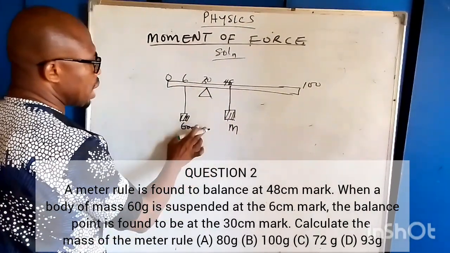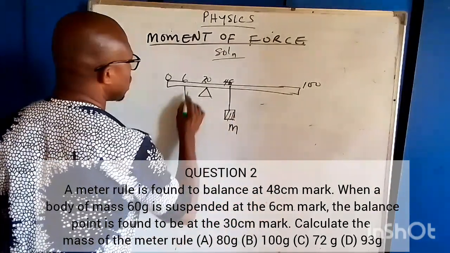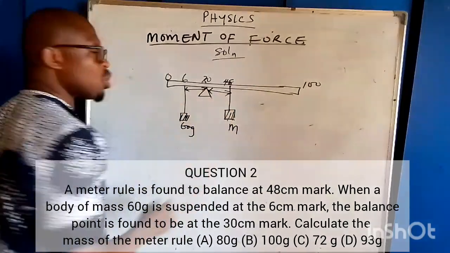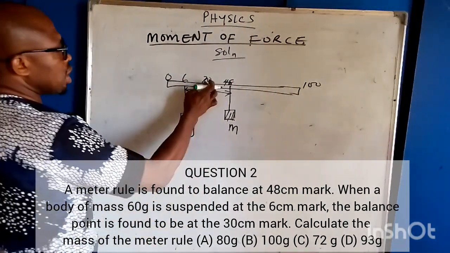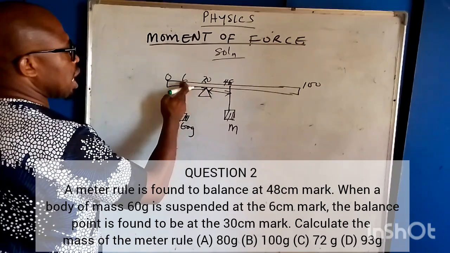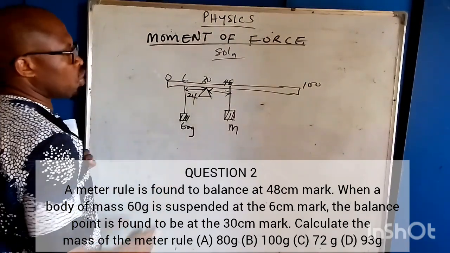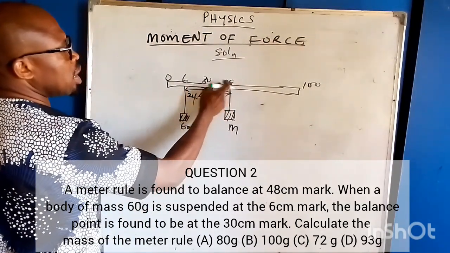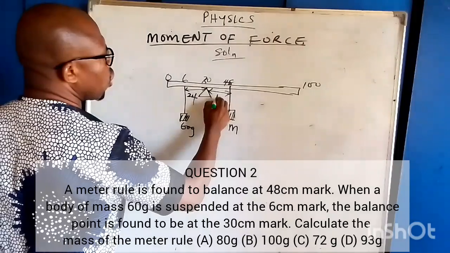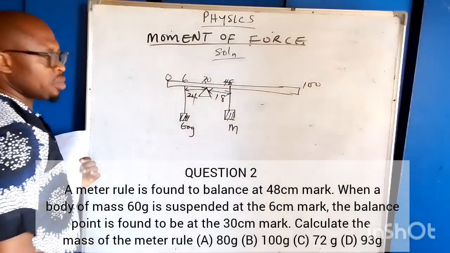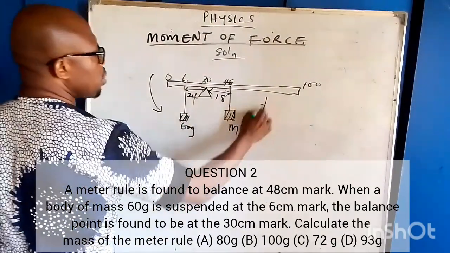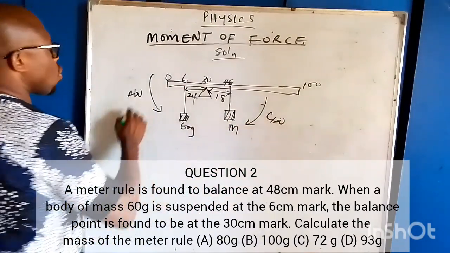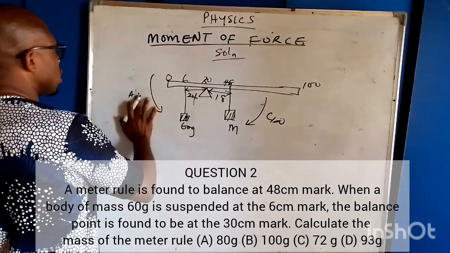Having represented the mass on the left and the one on the right, we can now put our perpendicular distances. Already this is 30, this is 6. The difference between 30 and 6 is 24. That is 30 minus 6, which is 24. Here will now give us 48 minus 30, which is 18 there. Okay, we put our arrows for the clockwise and the anti-clockwise direction.